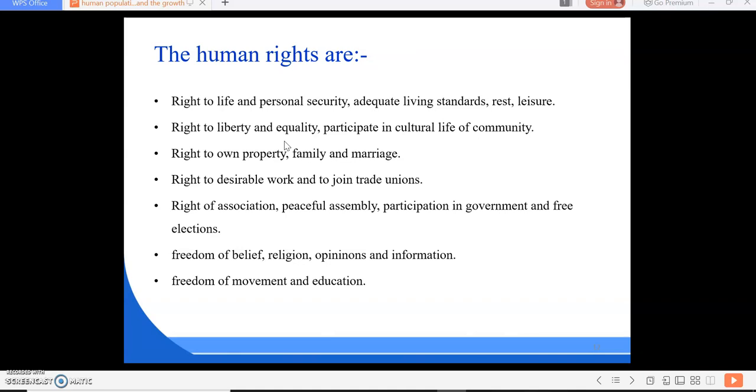The human rights are: right to life and personal security, adequate living standards, rest, leisure. Next is the right to liberty and equality, and to participate in the cultural life of the community. Next is the right to own property, family, and marriage. Right to desirable work and to join trade unions. Right of association, peaceful assembly, participation in government and free elections, freedom of belief, religion, opinions, and information, freedom of movement, and education. So these are the human rights.